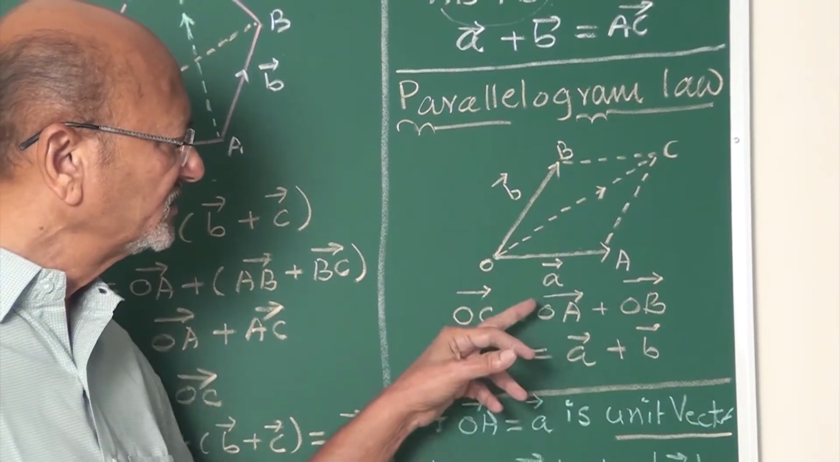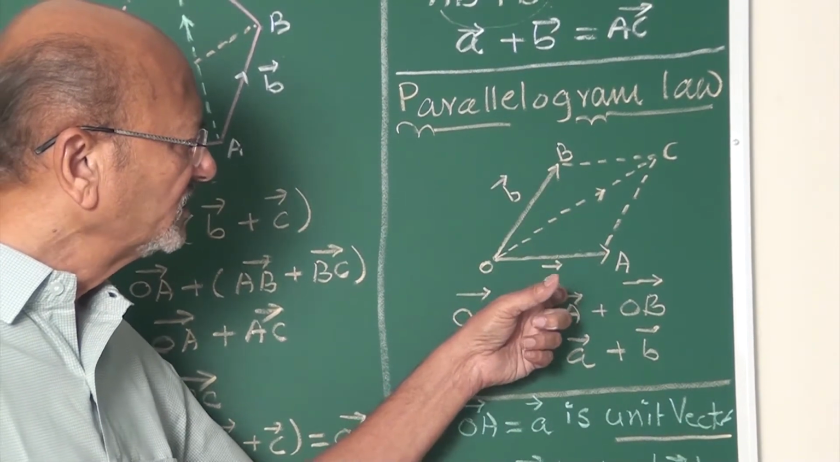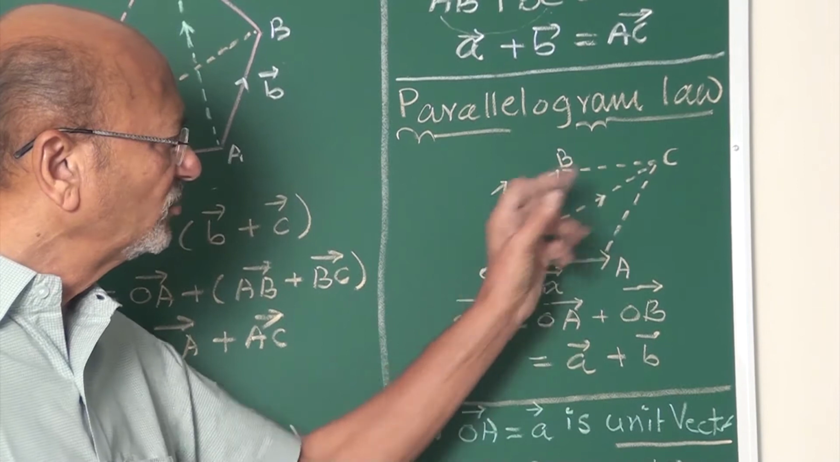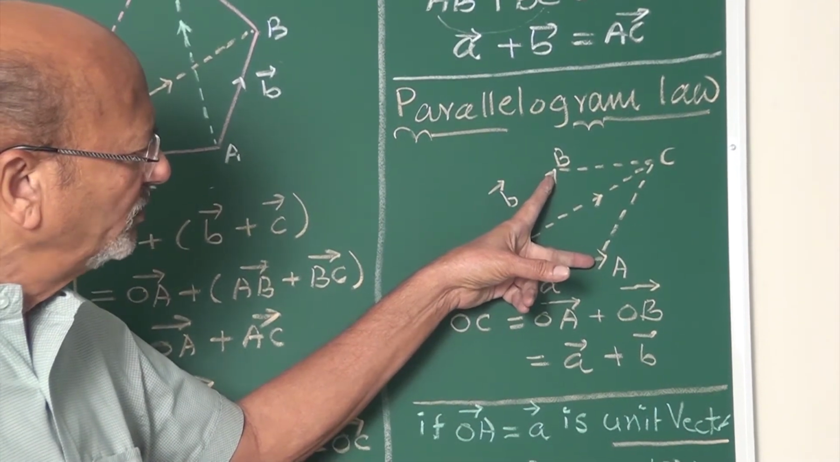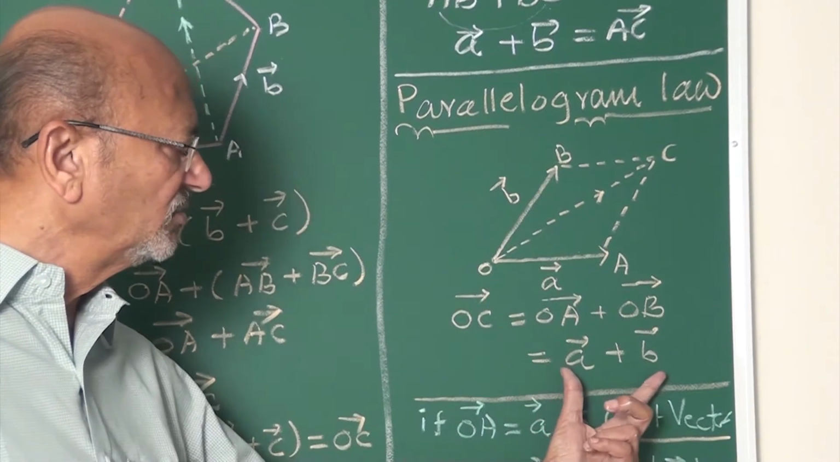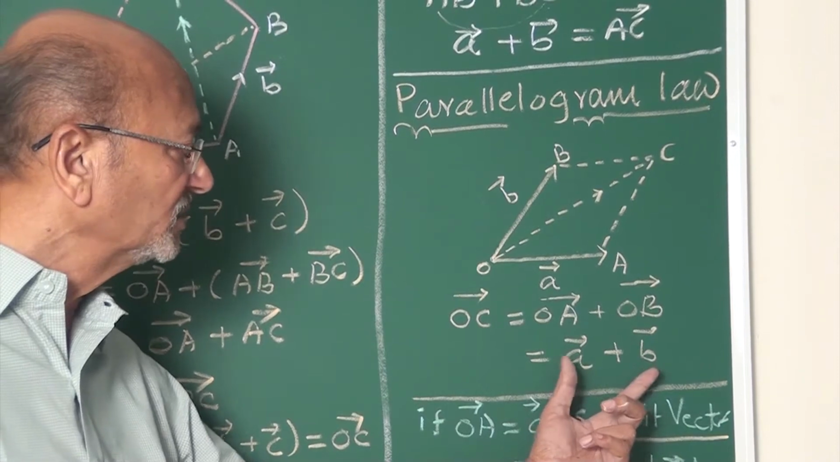OC represents the sum of vectors OA plus OB, or the sum of the vectors A plus B. Diagonal OC, I told you about the diagonal BA. That diagonal BA represents the difference. What is the difference? A minus B, not B minus A. A minus B, my friends.